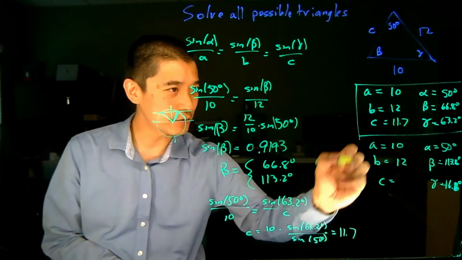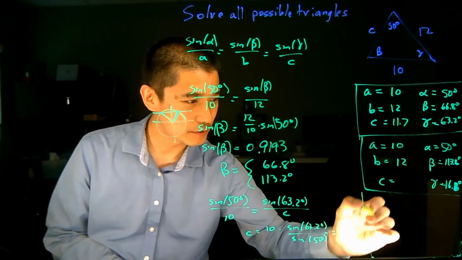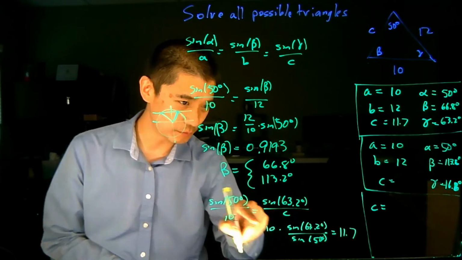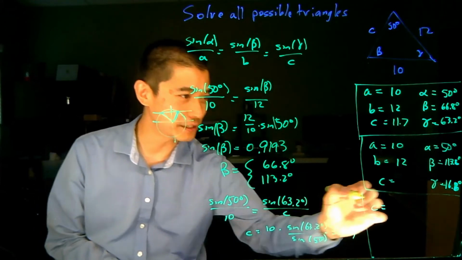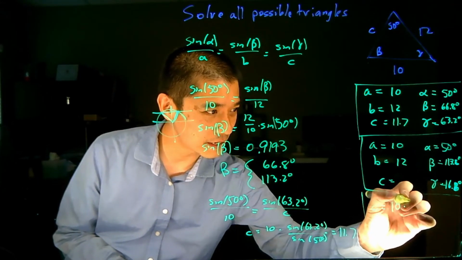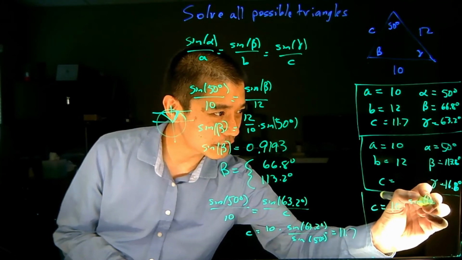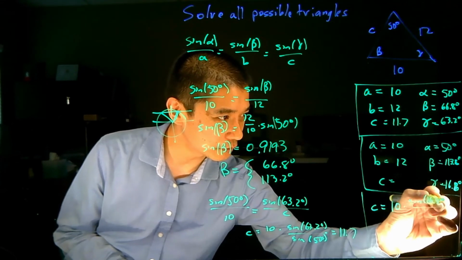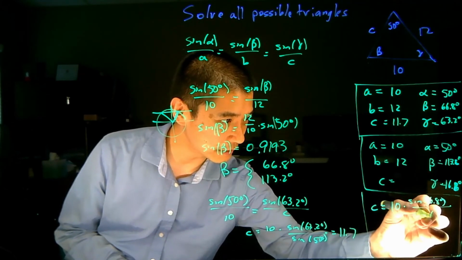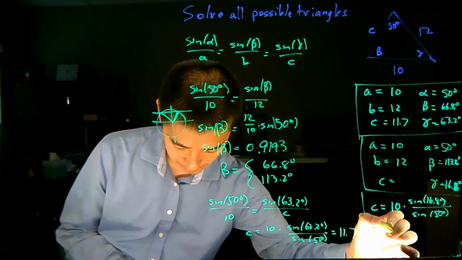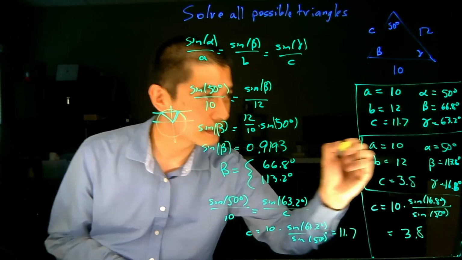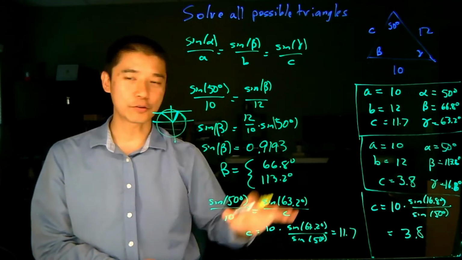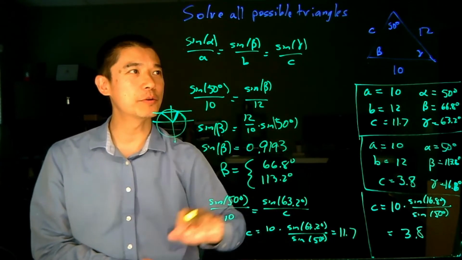And we can set up another equation to solve for C. So our C value is going to be equal to, if you just follow the same algebra here, the only thing that changes will be this angle gamma here. So it would be 10 times sine of 16.8 degrees over sine of 50 degrees. And you plug into a calculator, you get 3.8. And so in this case, there are two possible triangles that work with this configuration.